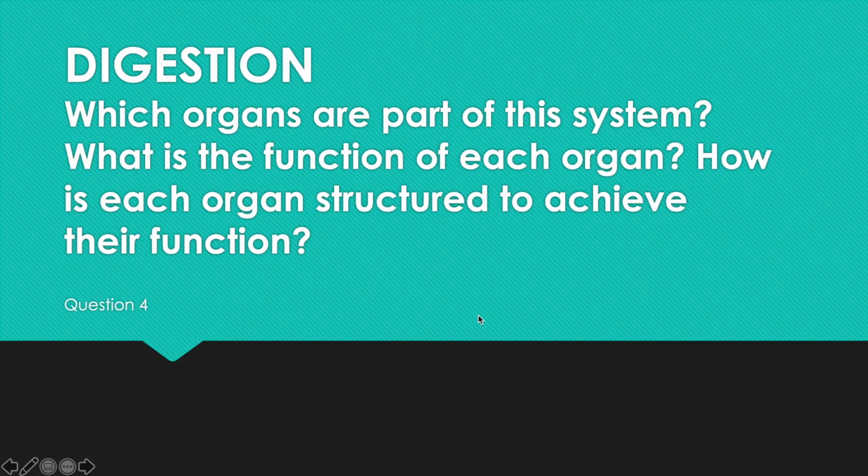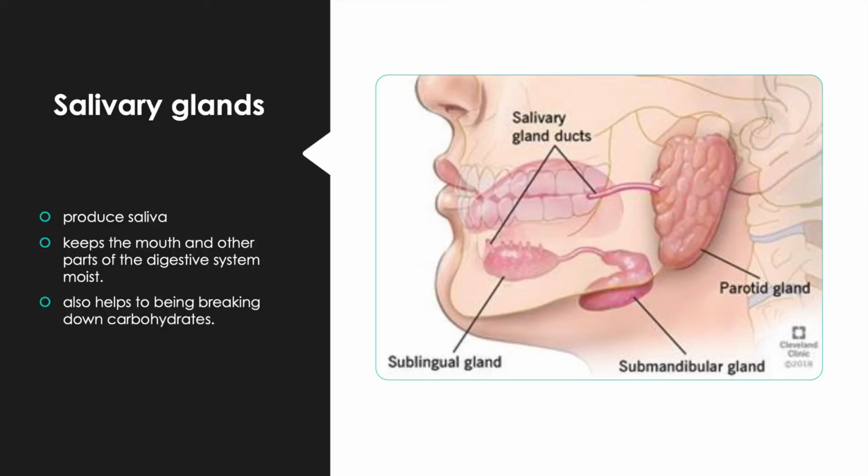What organs are part of this system? What is the function of each organ, and how is each organ structured to achieve their function? Salivary glands. The function of the salivary glands is to produce saliva, which helps keep the mouth and other parts of the digestive system moist. The saliva released by the salivary glands also helps to begin breaking down carbohydrates.